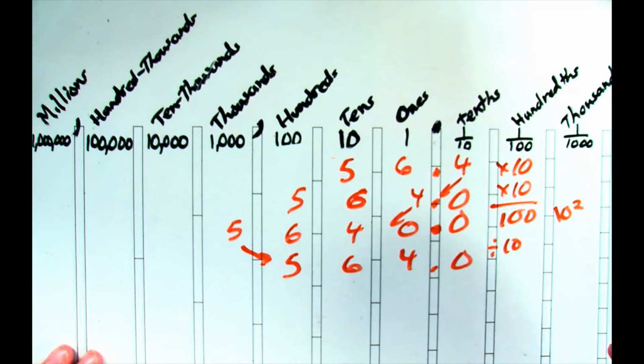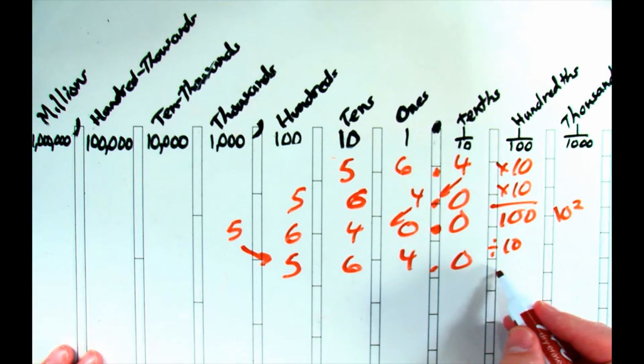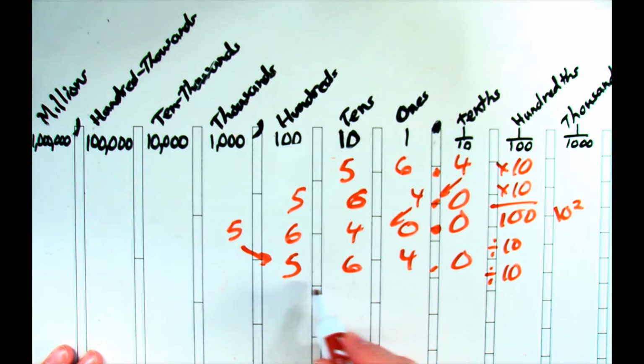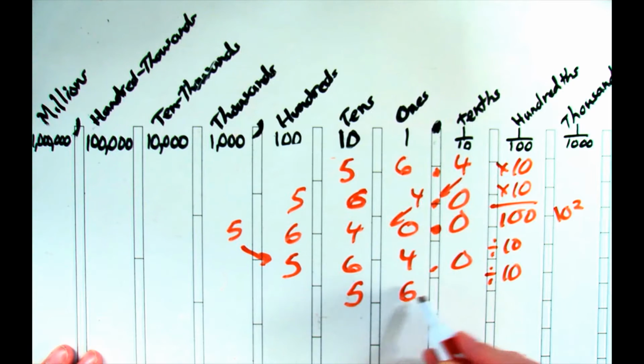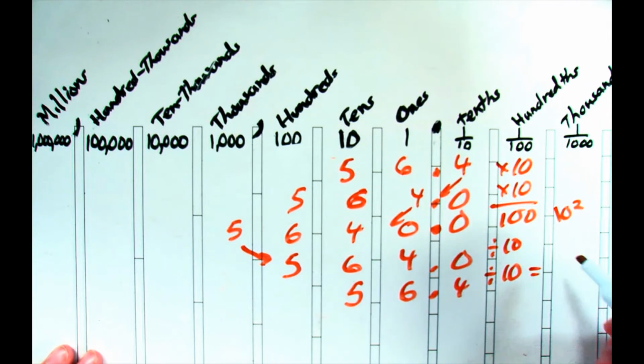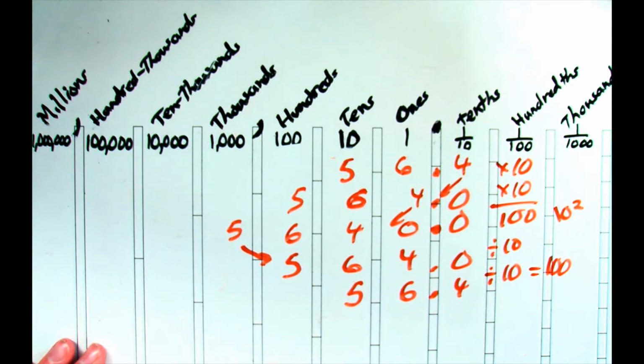Now let's divide this by 100. So now we're going to divide it by another 10. 564 would now be 56 and 4/10. Now again, this is the same thing as dividing by 100. So let's try that again.